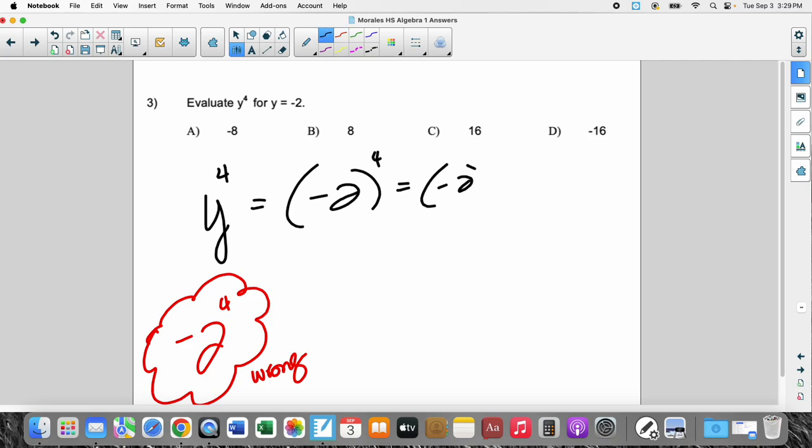We have -2 times -2 times -2 times -2, because we have y to the 4th. So we have 4 y's multiplying itself, and if each y is -2, we would end up with that. So positive 16. We have an even number of negatives. They'll cancel to make a positive.